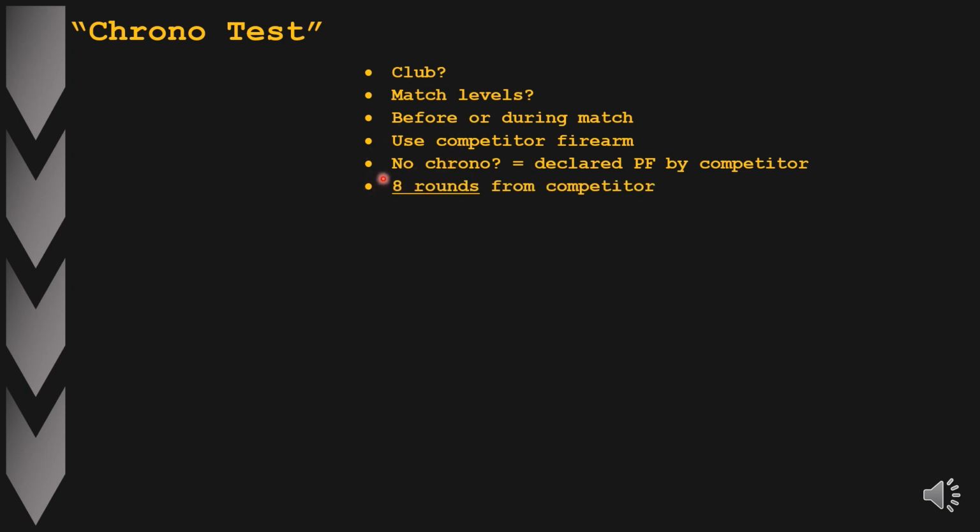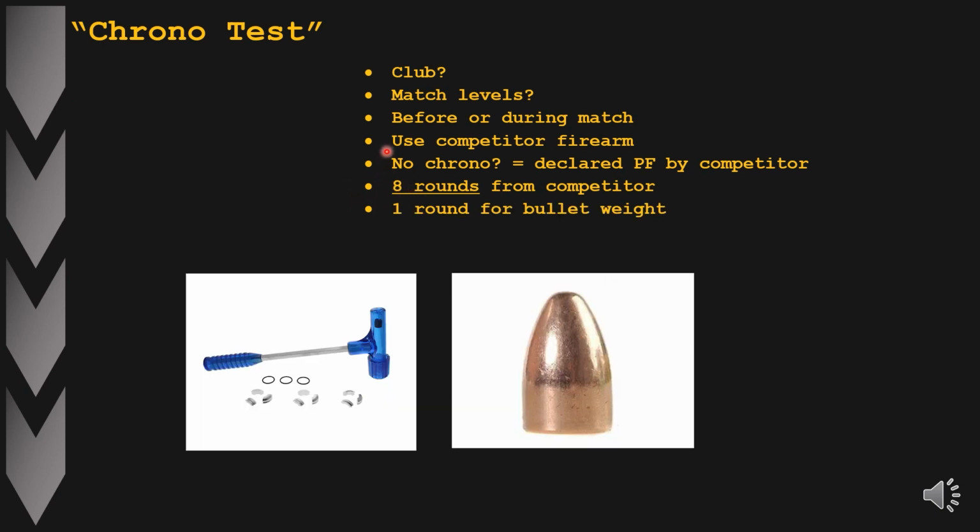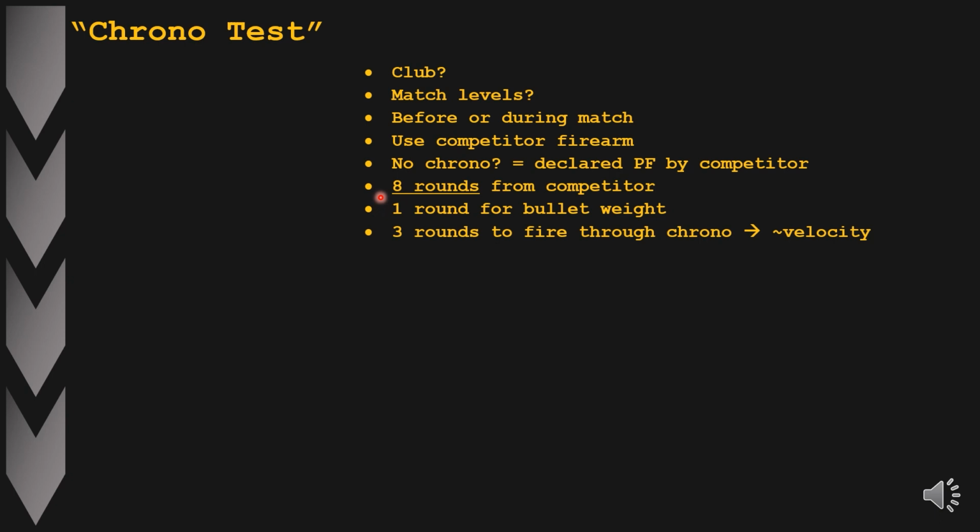What is the specific procedure? Well, at a particular time, which is detailed in the match book, the match official will actually ask you to surrender 8 rounds of your ammunition that comes from your ammo box, and the first round is used to weigh the bullet. It's knocked apart with a hammer and then the bullet is weighed, because that is used to put into the formula that I just explained.